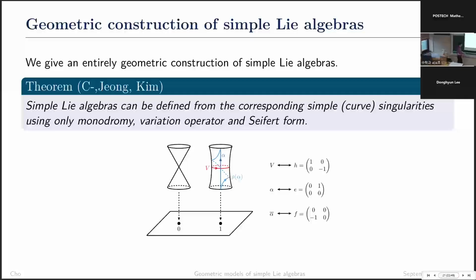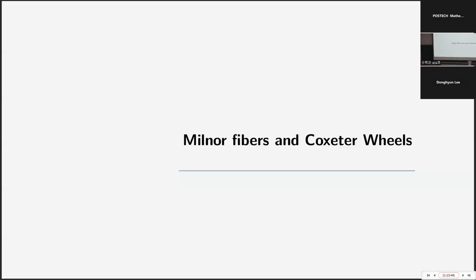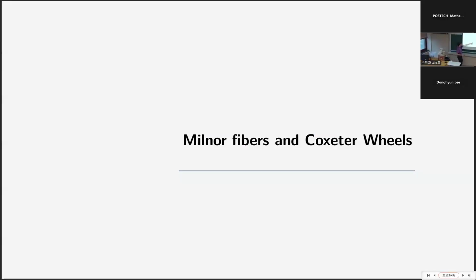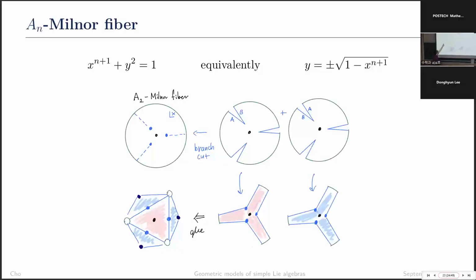But self-intersection numbers are 0 because you can just move it along. Okay. So in order to understand this Coxeter wheel, we need to better understand this Milnor fiber.